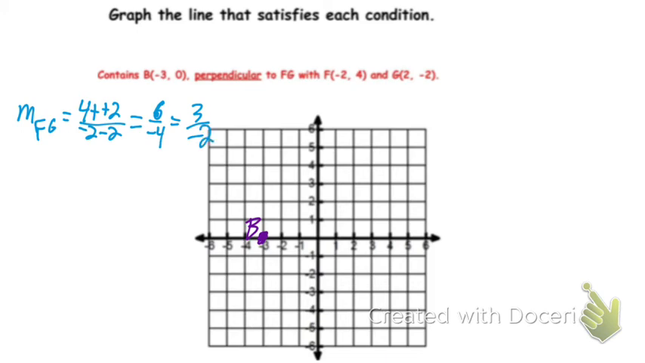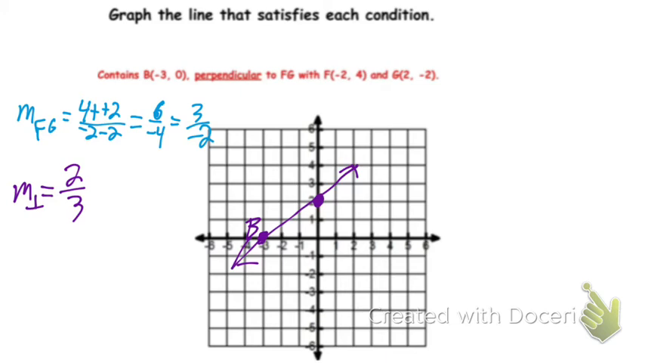So what would the perpendicular slope be? 2 over 3, and it's positive. So from my point B, I can go up 2 and to the right 3 because it's positive. And I can graph this line. My goodness, I keep getting slightly off. Called it good. And that's my line.